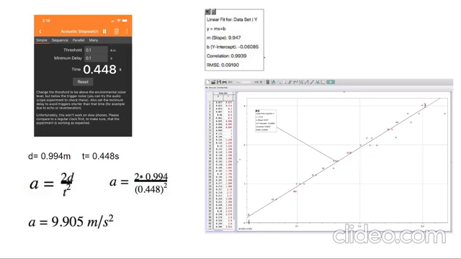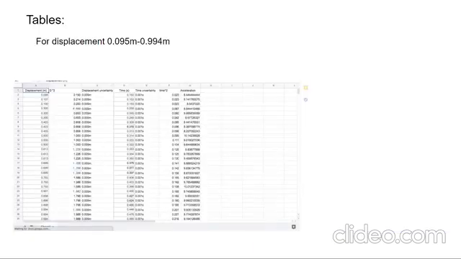Additionally, on the left is an example value we got on Firefox for one of the heights, at 0.994 meters. Using the equation a equals 2d over t squared, our acceleration due to gravity came out to be 9.905 meters per second squared. These are our tables.